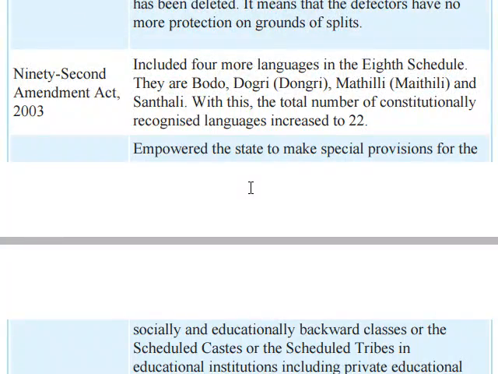92nd Amendment included four more languages in the Eighth Schedule: Bodo, Dogri, Maithili and Santali, whereby the total number of constitutionally recognized languages increased to 22.